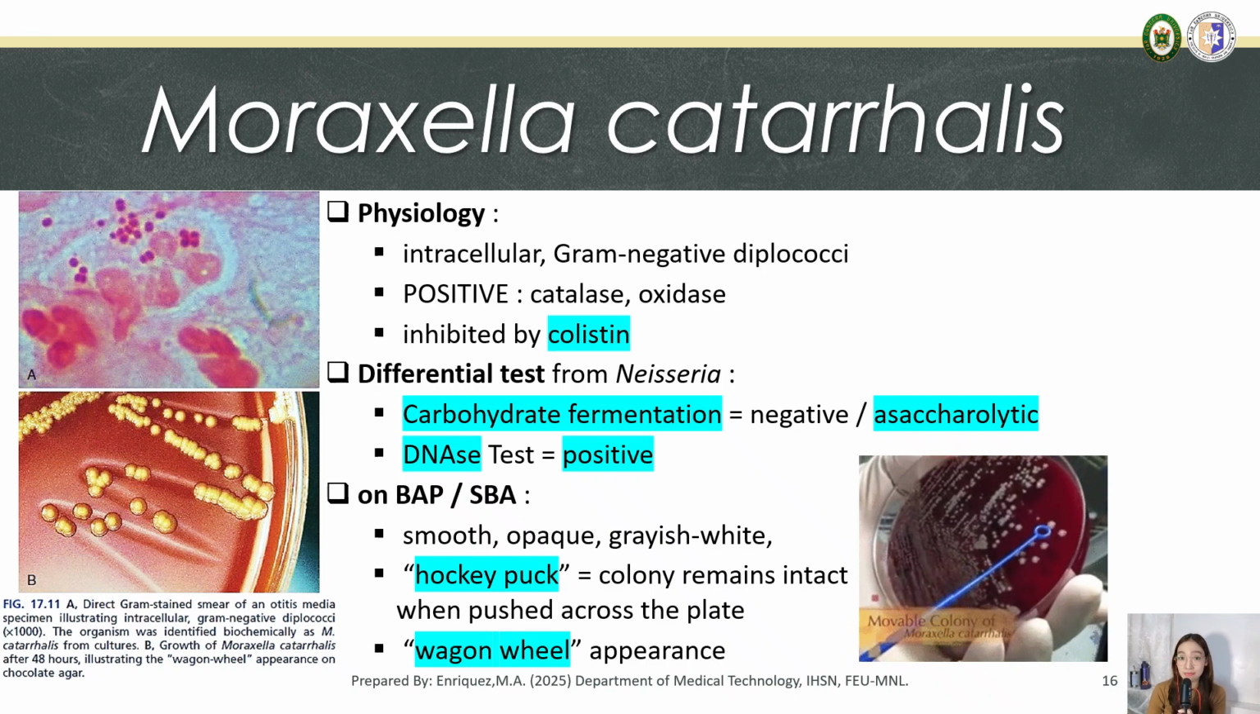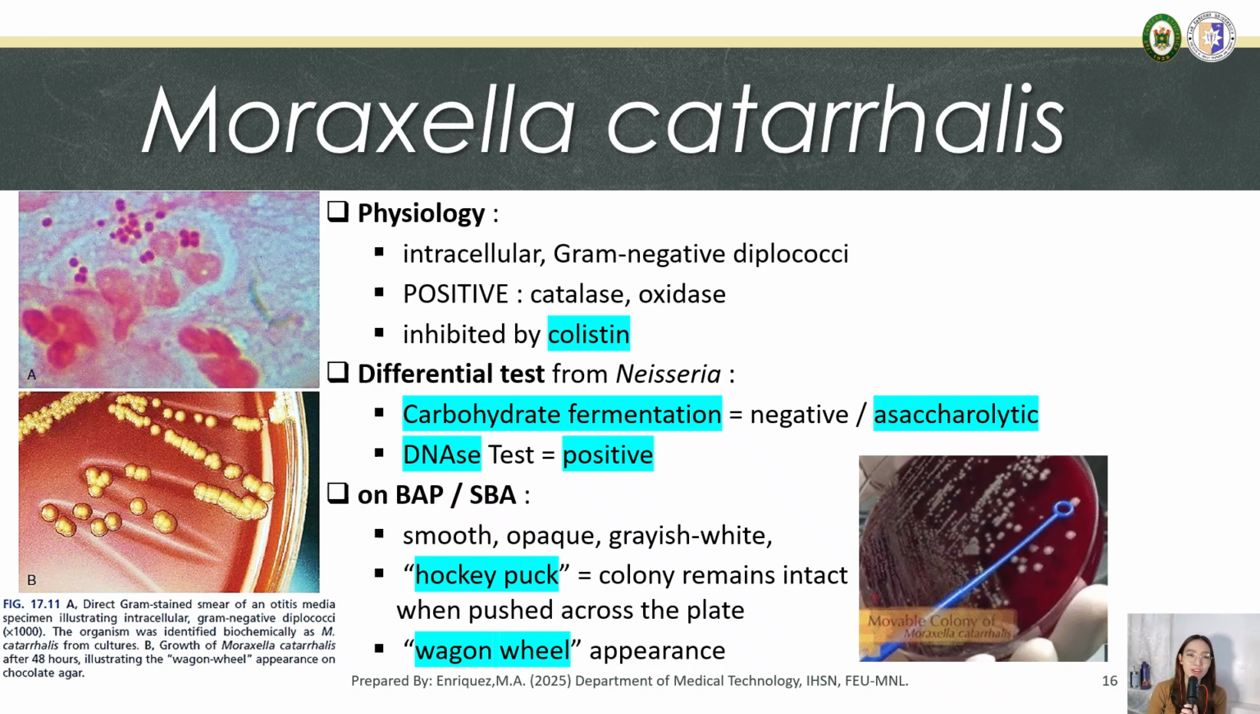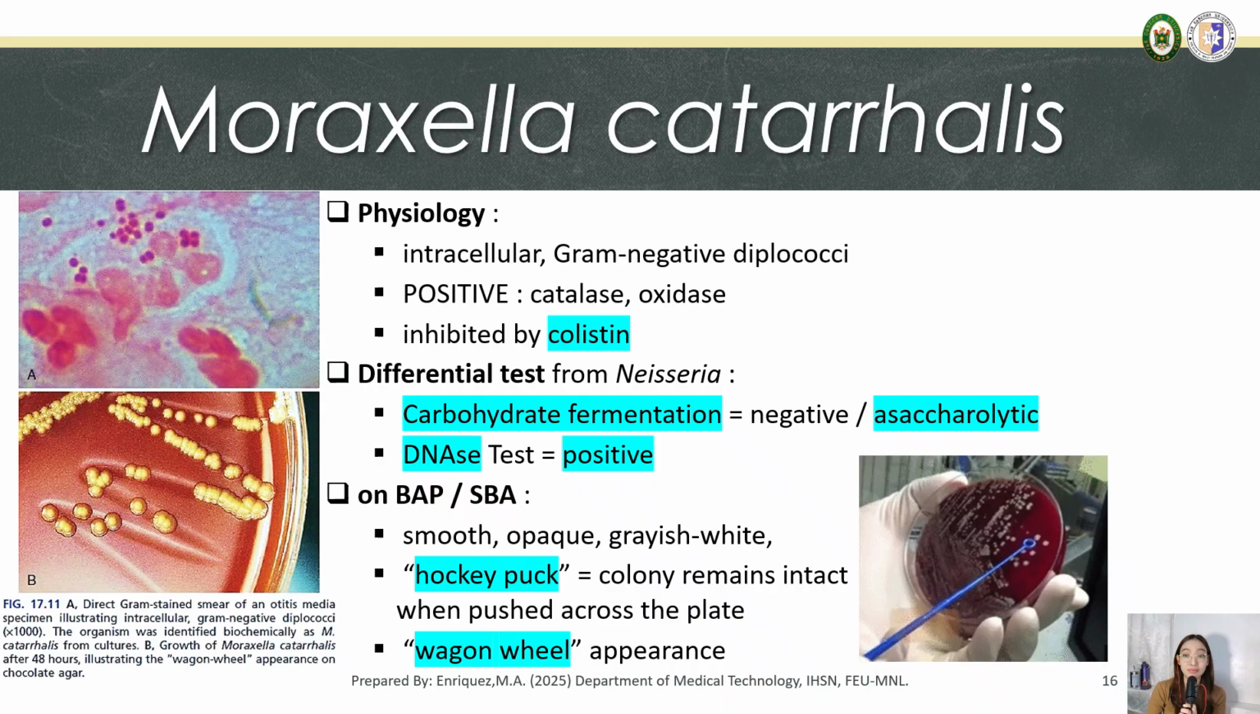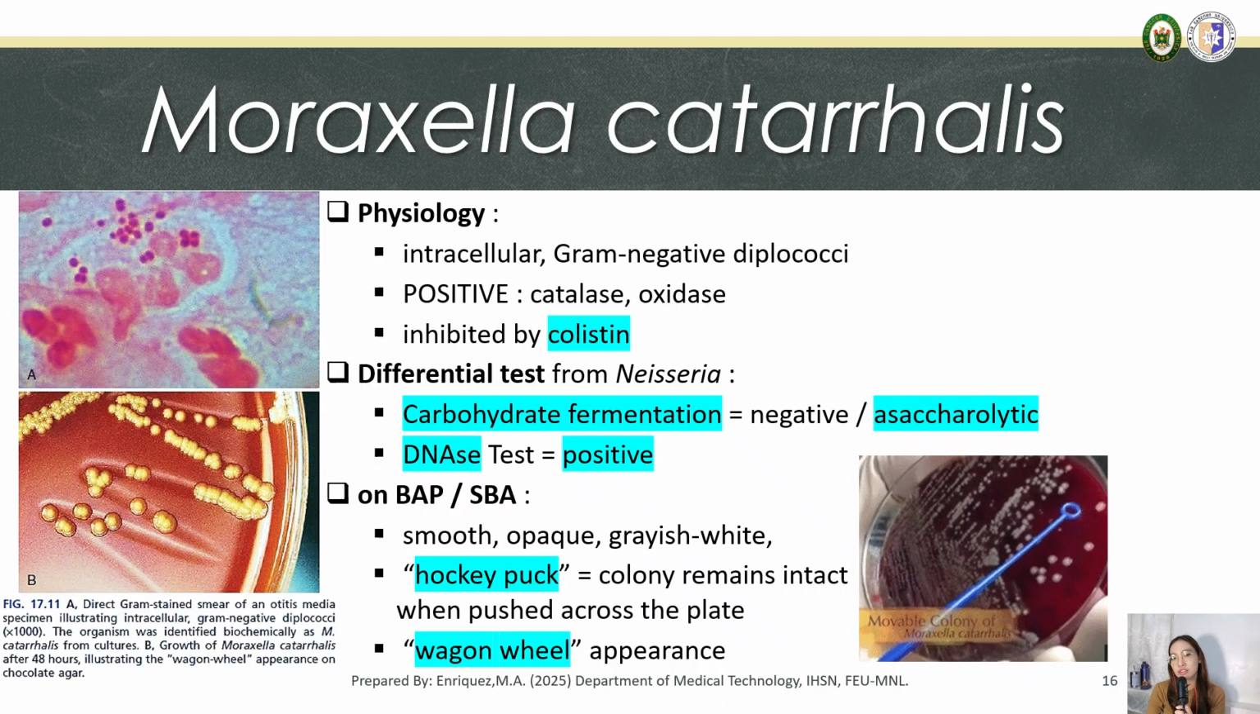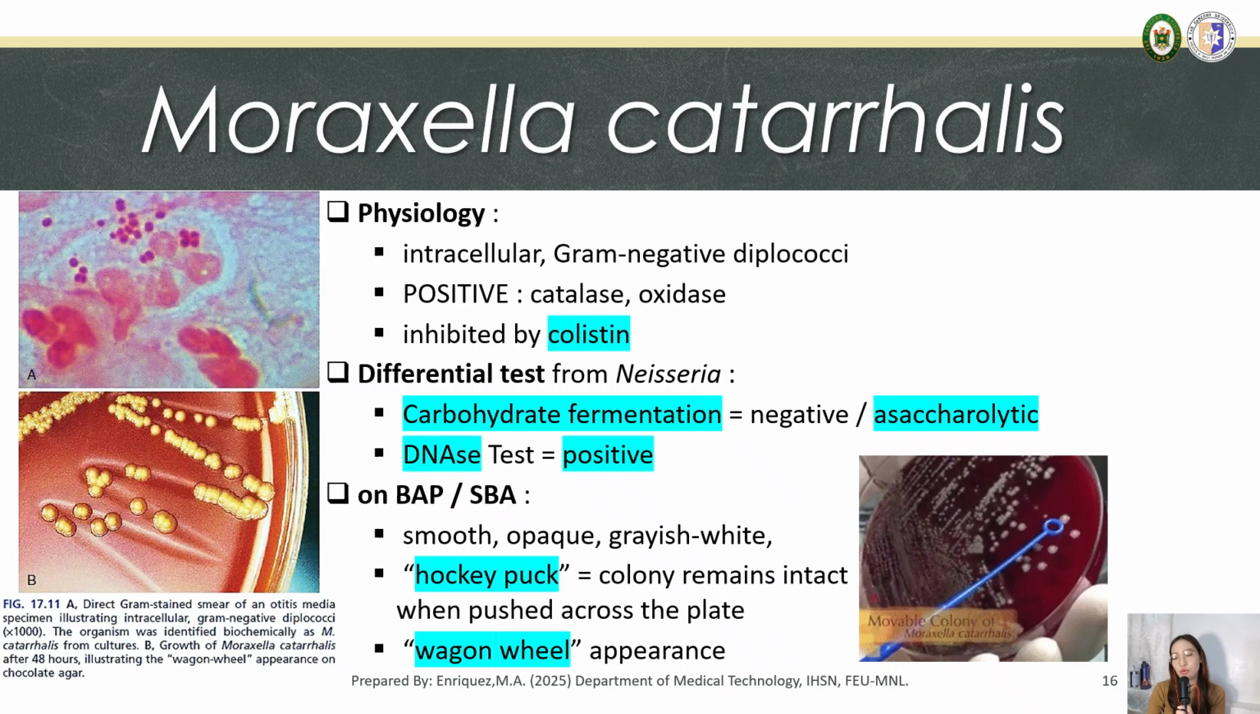So, recall time: which carbohydrate does Neisseria gonorrhoeae ferment? Glucose. All right, Neisseria gonorrhoeae ferments glucose. Next, which carbohydrates do Neisseria meningitidis ferment?